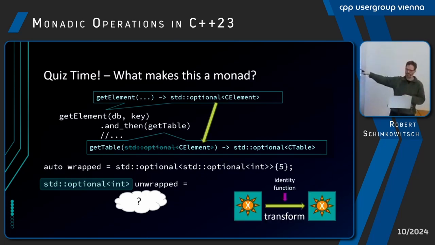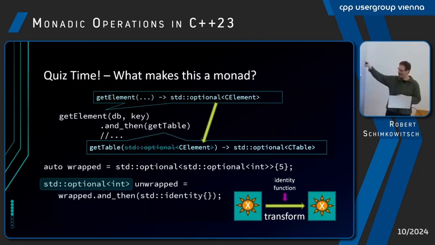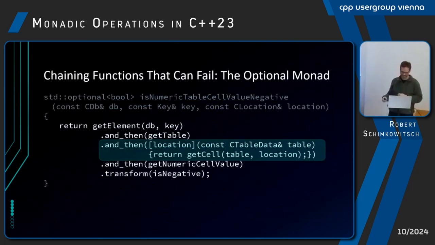Remember this rule? Identity function, functor does not change. We can make use of that. We can call and_then with an identity function, which will unwrap one level of nesting and then do nothing. So it's basically just a join. It's for the quiz, it's not for real code. But I think it helps to understand how these things work together. At least I hope it does.